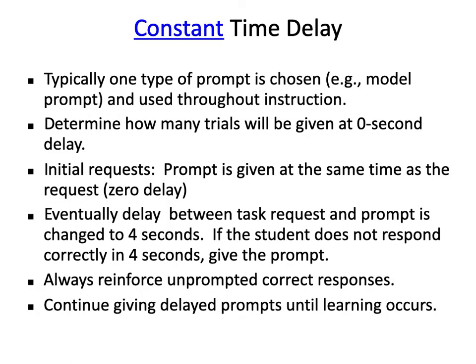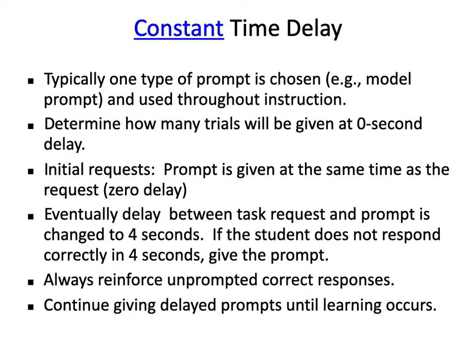So the first type of time delay is called constant time delay. Once you set the target behavior, then you pick one type of prompt that always works for your student, which is controlling prompt. You will provide the prompt right after SD is given, which is 0 second delay procedure. So you are going to start from 0 second delay procedure, and you can determine how many trials will be given at 0 second delay. Many people use 5 trials or 10 trials of 0 second delay.